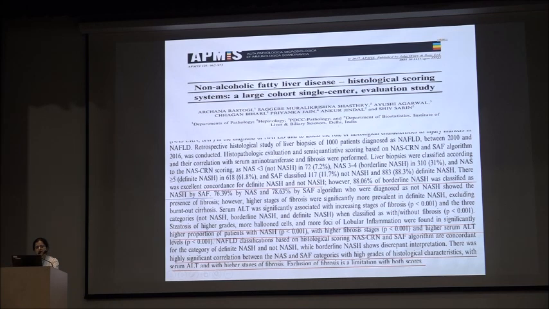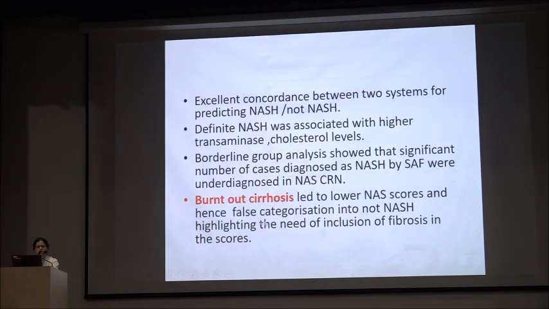Also, they observed that higher rates of steatosis, ballooning and lobular inflammation, along with higher fibrosis stages and higher transaminase levels, were seen in cases of NASH. It was also observed that burnt out cirrhosis led to lower NASH scores, because in these cases the steatosis would be less than 5% and hence they would not be categorized into the definite NASH category. They were falsely categorized into the not NASH basket, highlighting the need to include fibrosis in these composite scores.